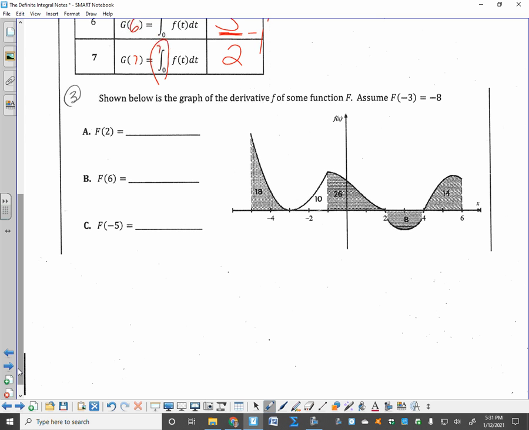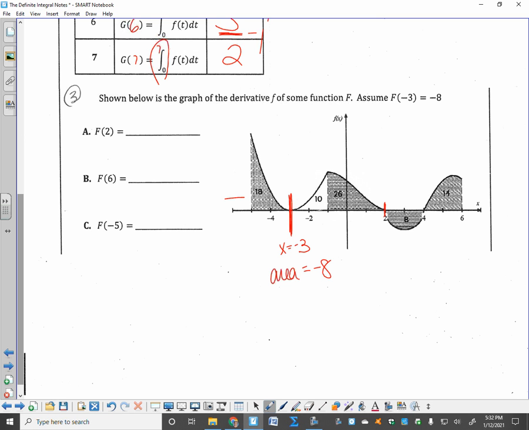So at negative 3, I know that my area is already a negative 8. At -3, my area is already a -8. So I want f of 2. Well, that goes to here. So I have to add everything that's happened, everything up until 2.